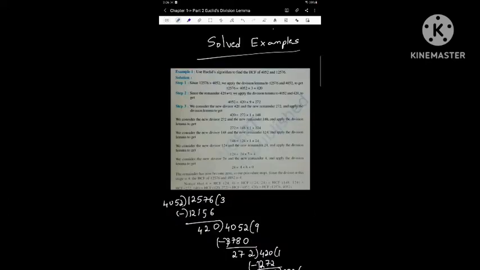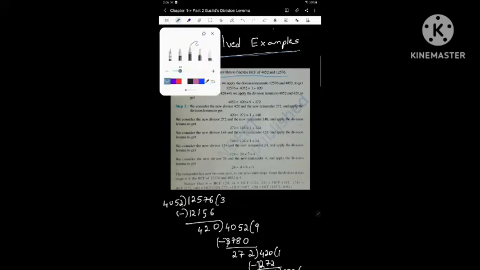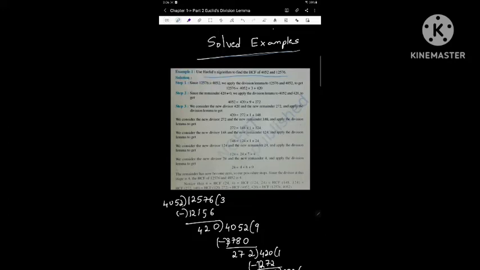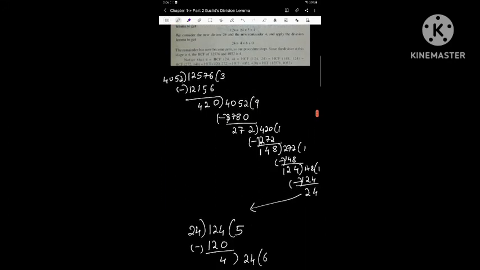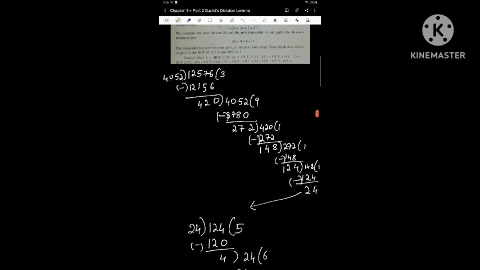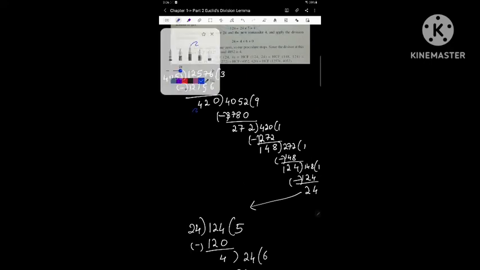Now all the examples given in the textbook. The first example is: use Euclid's algorithm to find the HCF of 4052 and 12576. As we discussed before also, first we are going to solve it by the long division method. Then we are going to write it down in the form of steps given here, so that it becomes easy. So first let's solve it by long division. The numbers given here are 4052 and 12576.